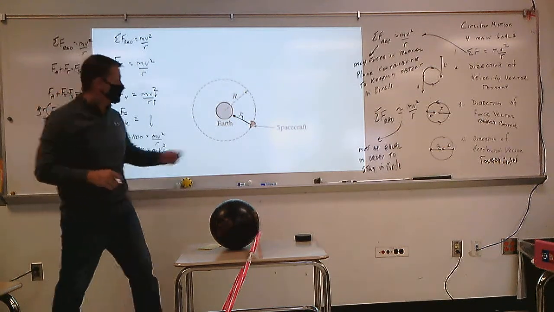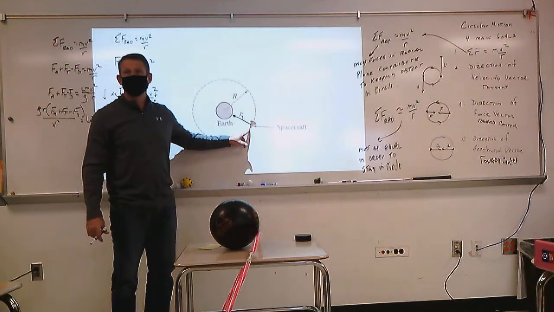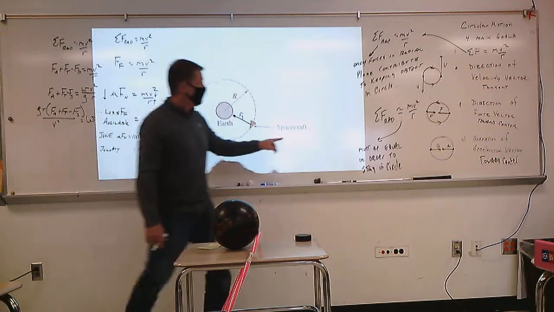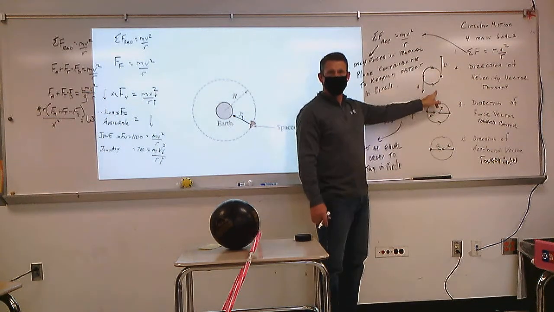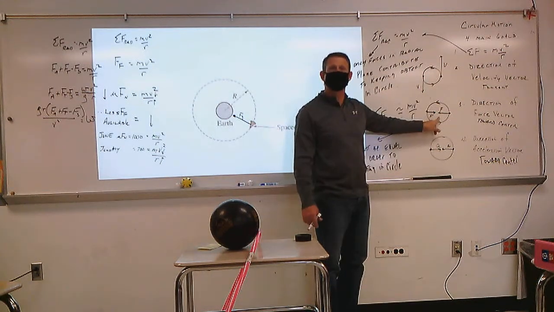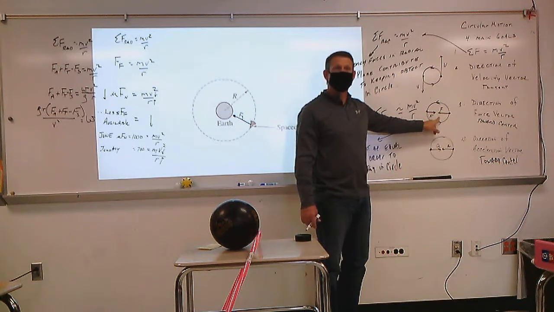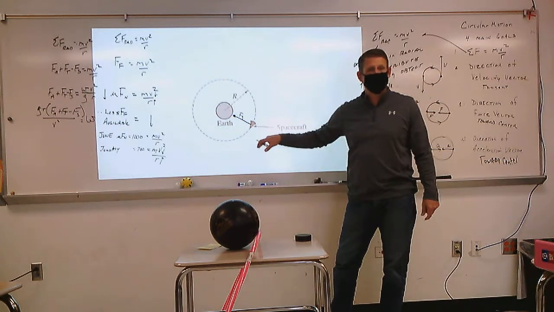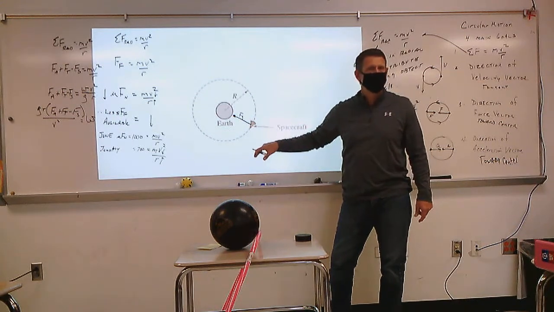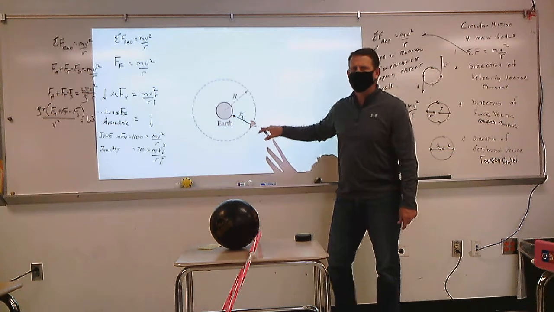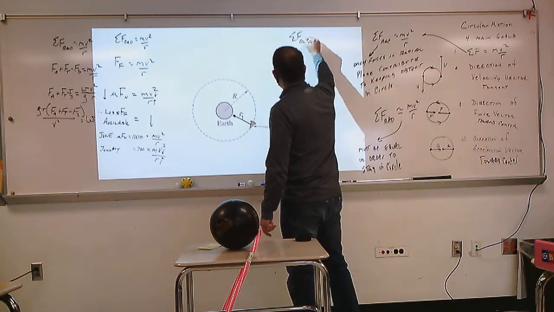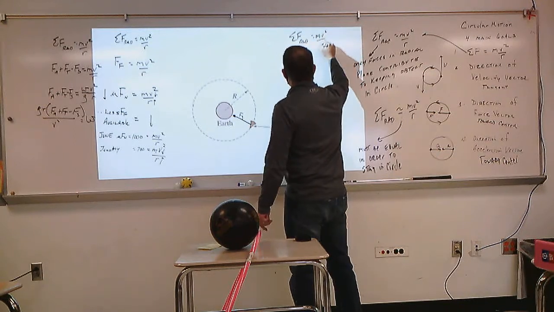Where does the spaceship want to go at any particular time? Straight. Spaceship wants to go straight. Gravity is providing a force towards the center to cause the spaceship to go in a circular path called an orbit. Right? Well, in order for the spaceship to stay in the circle, the sum of the forces acting radially must equal mv squared over r.